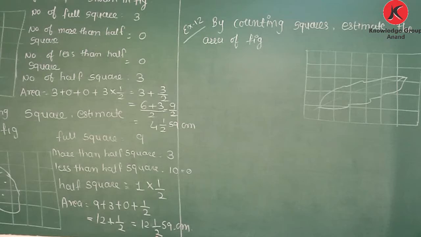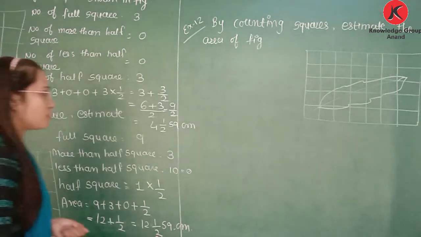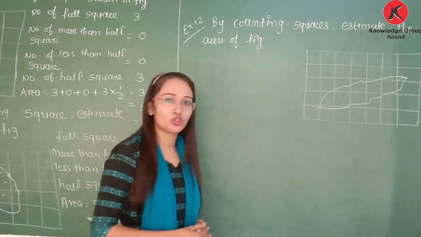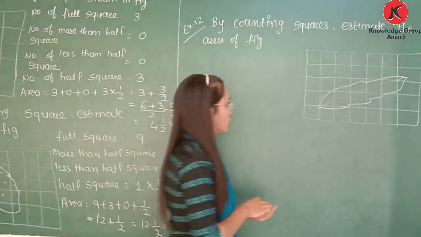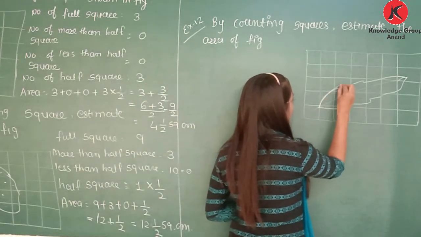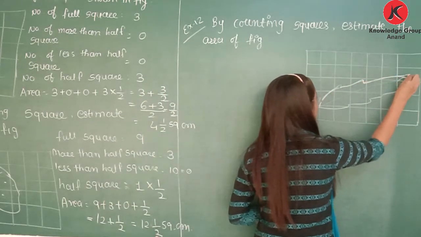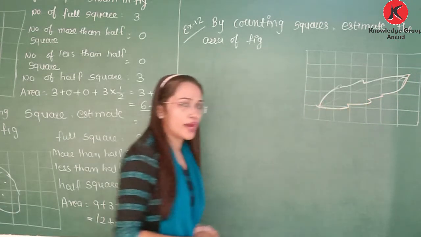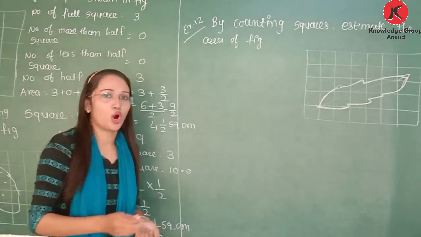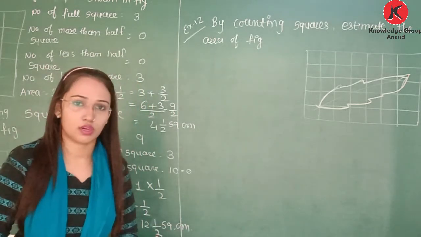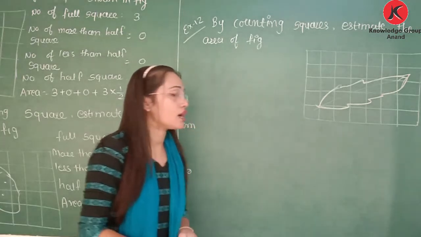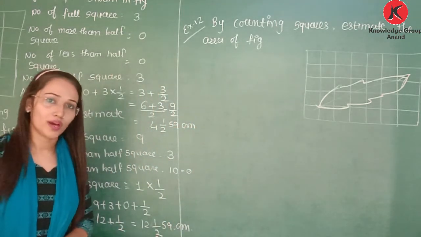Now let's take one more figure that is given in your textbook. In the textbook the figure is different and on the board the figure is different, but I am counting the number of squares occupied on the board. So here this figure is given. It is kind of a leaf. Again, what you need to count? You need to count the number of full squares, number of half squares, number of more than half squares and number of less than half squares. Half square is multiplied by 1 by 2 and more than half square is considered as 1 full square.